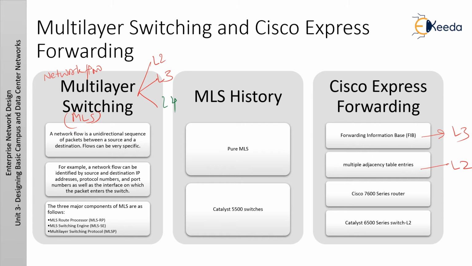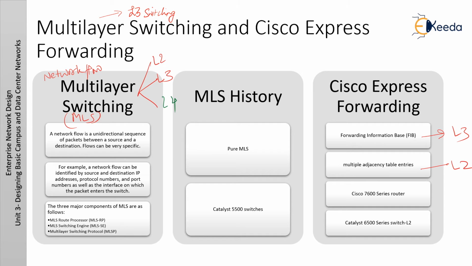Multi-layer switching and Cisco Express Forwarding. In the previous unit, we have already seen that the term multi-layer switching denotes a switch's generic capability to use information at different protocol layers as a part of the switching process. The term layer 3 switching is a synonym for multi-layer switching in this particular context. So multi-layer switching is also denoted by layer 3 switching.